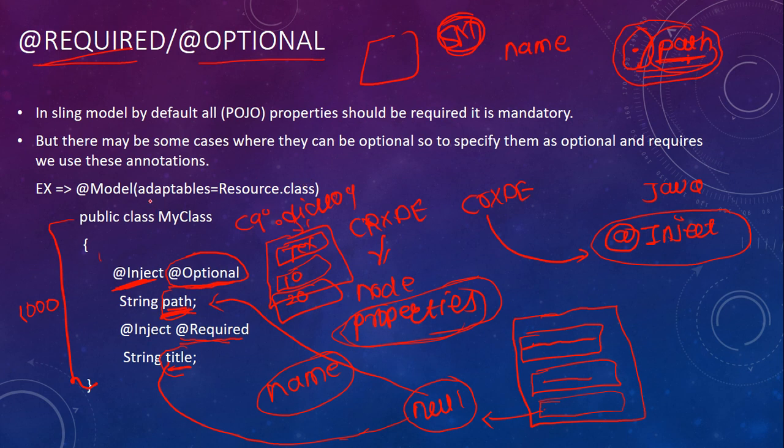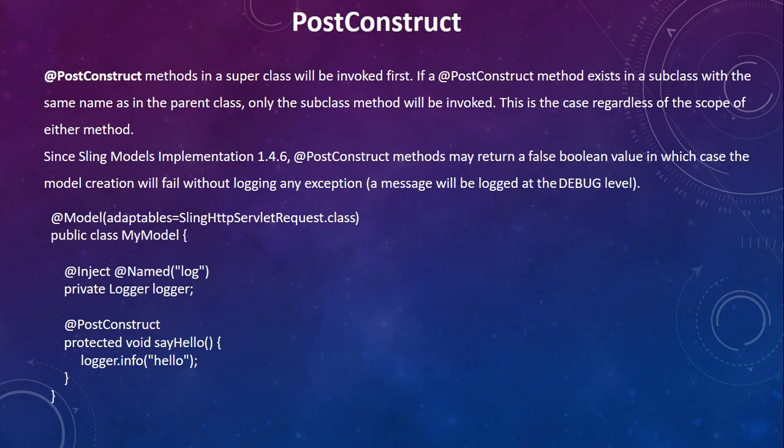Here we have another property. The first one, adaptables equals resource.class. Give a comma here, and after that define the defaultInjectionStrategy, same name but with capital D: DefaultInjectionStrategy.OPTIONAL. Once you define it like this, all your fields will be optional. And if you need some of the fields as required, then you can go there and simply type @Required. That's it.